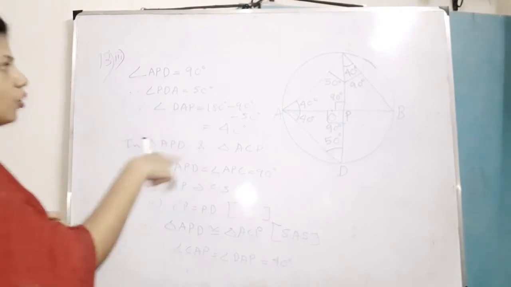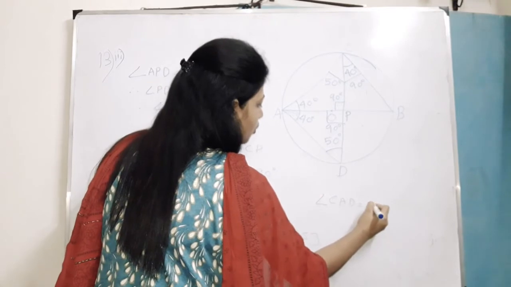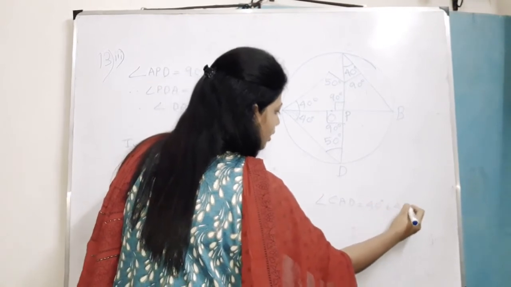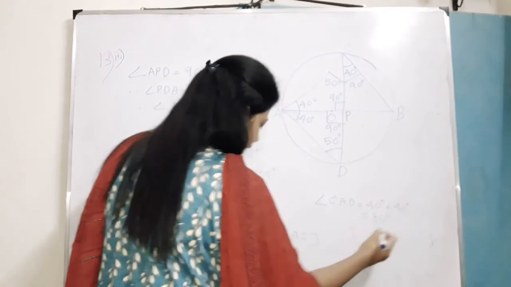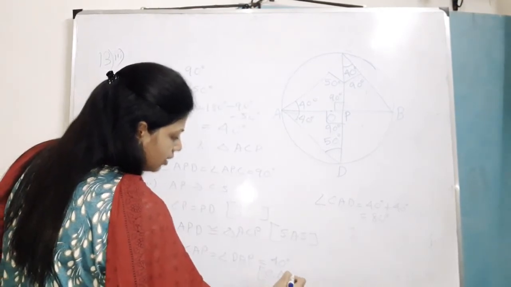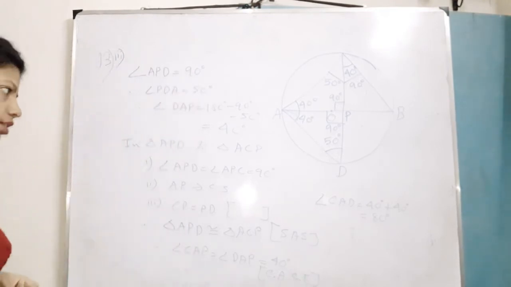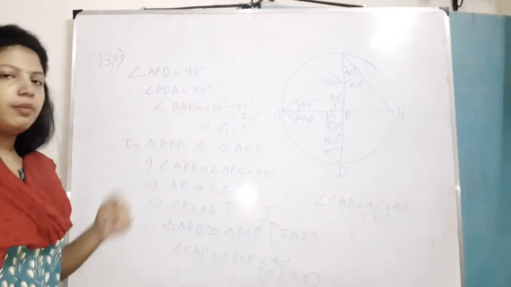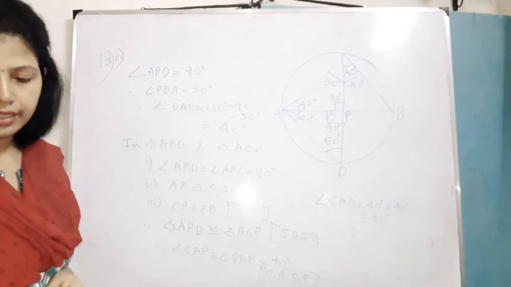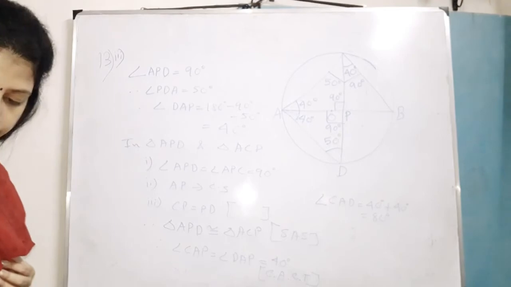So, we need the whole one. That means angle CAD equals to 40 plus 40, 80 degree. And here you will write it is by CPCTC. Corresponding angles of congruent triangles are equal. And also you can use the number 1 method. It's up to you which one you will apply. Now the next one.